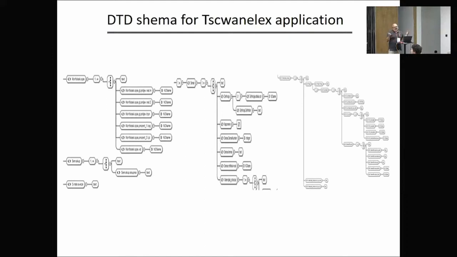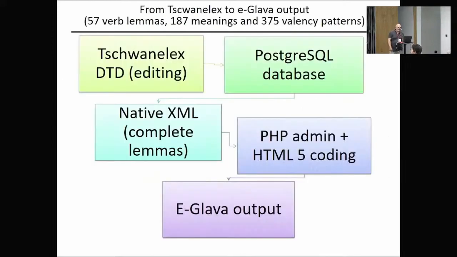We developed this relatively complicated three-level data schema for the Swanelex application for dictionary writing. And after that, we edited in Swanelex according to this schema. It writes down in a native Postgres SQL database on our system. It has native XML in Swanelex. Then we had to do some PHP administration and coding to make this output for our site e-glava. There are 57 verb lemmas with 187 meanings and 375 valency patterns.